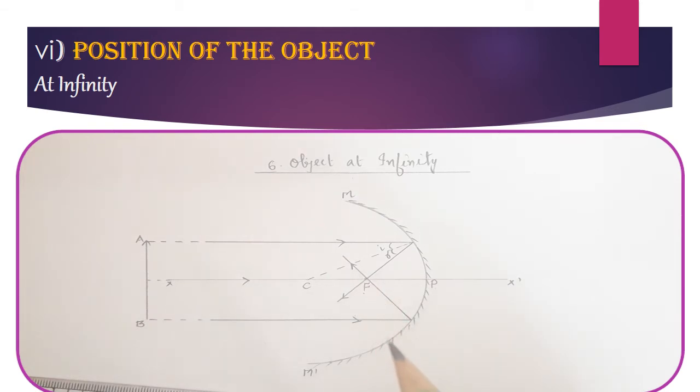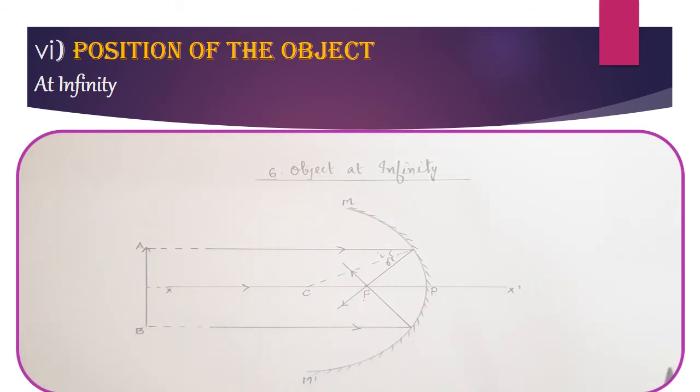And the size of the image is highly diminished. Position of the image at focus, nature of the image real and inverted, and size of the image highly diminished or point-sized image. So with this we finish the image formation in concave mirrors.